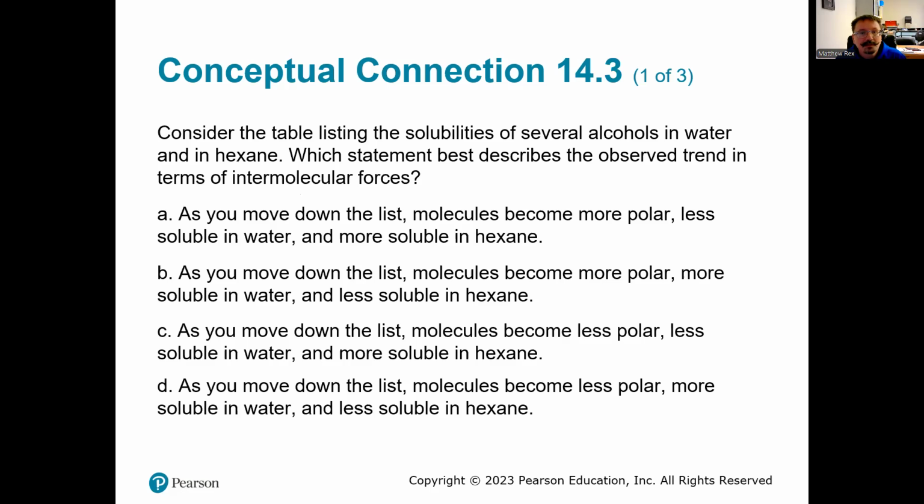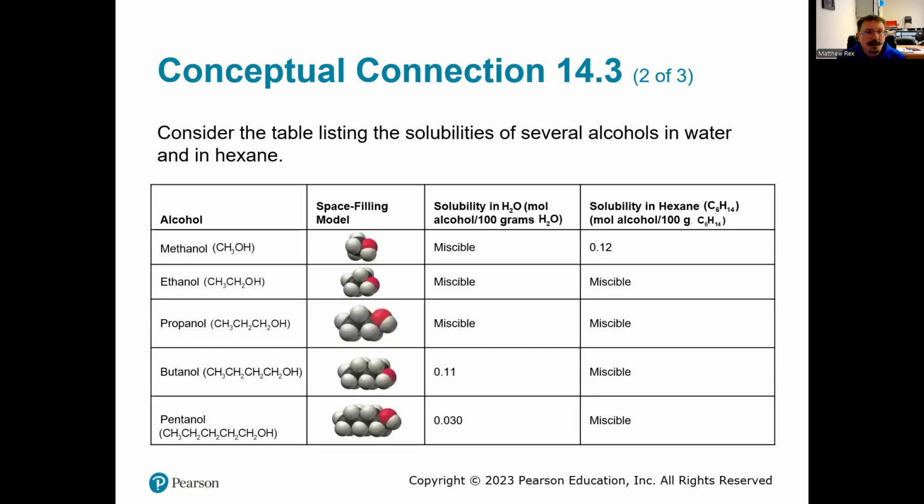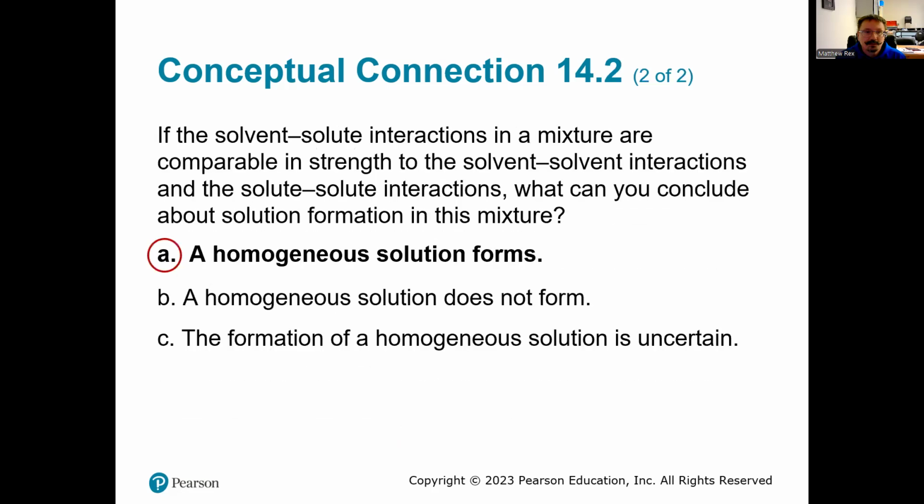Consider the table listing the solubilities of several alcohols in water and in hexane. Which statement best describes the observed trend in terms of intermolecular attractive forces? So if you believe they're talking about this table, several alcohols in water, starting with methanol, ethanol with 2 carbons, propanol 3, butanol 4, pentanol 5, you can see the solubility starts to decrease.